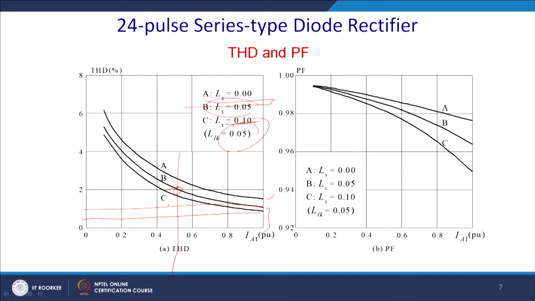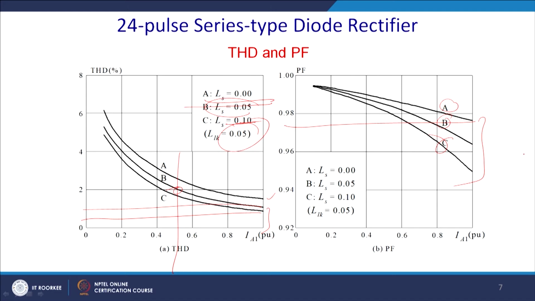Similarly, you can see that your power factor has also been improved. So, you have A, B, C, these 3 curves, and you can see that A gives you generally a little less than 98% without any source inductance. Generally, we are interested in B.